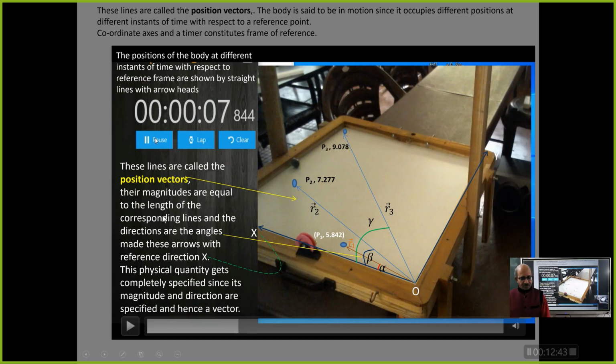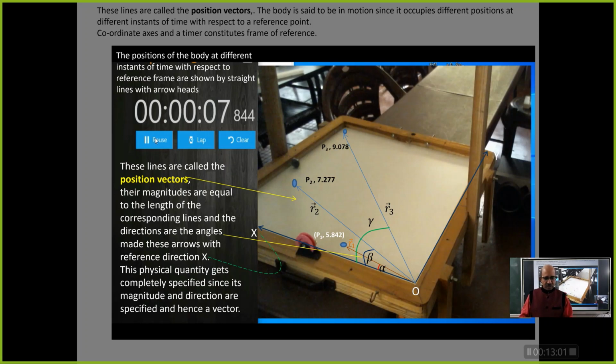Then corresponding to the lines, the directions are the angles made by these arrows with respect to the reference. You can see this is the reference point, and these are the angles alpha, beta, gamma. The physical quantity gets completely specified. Which physical quantity? The position of the body. The position of the body gets completely specified since its magnitude and directions are specified, and hence it is a position vector. This arrow now becomes a position vector. Clear? So two pieces of information are embedded in that. Any question? Okay.